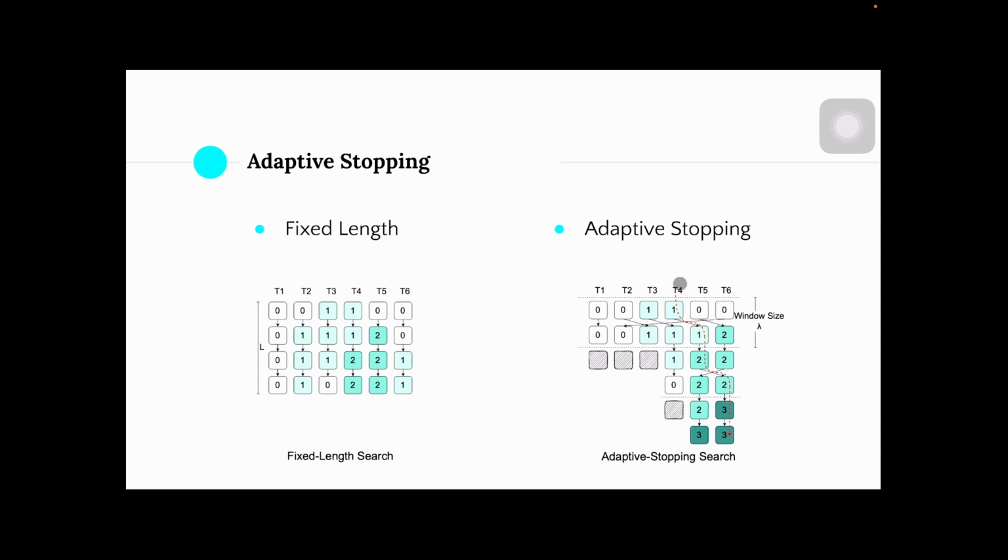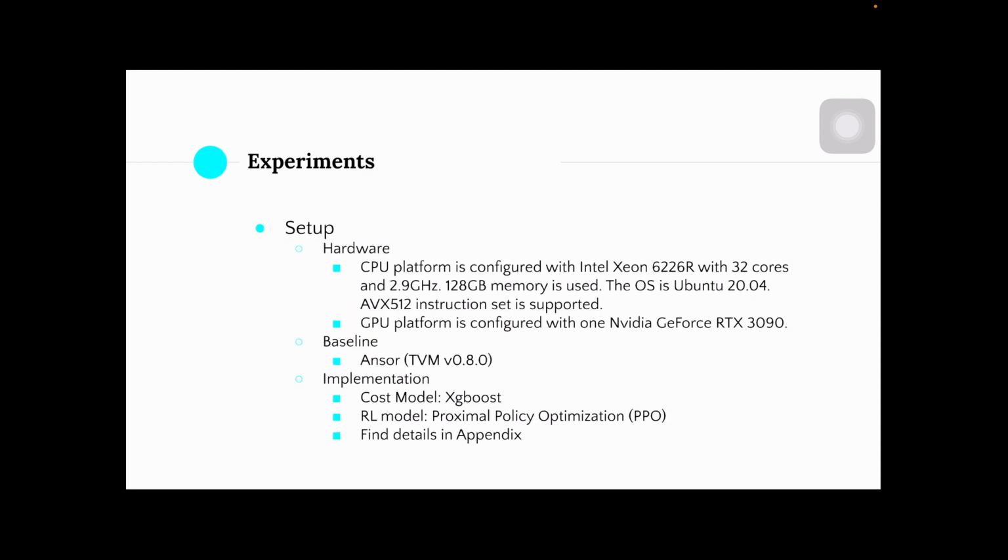And for the schedule track T4 as an example, after the adaptive stopping procedures, it reaches much higher performance than in the fixed length search, which indicates an efficient search algorithm. So up to now, we have introduced all the technical details of our HARL system. Next, let's talk about the experiment results.